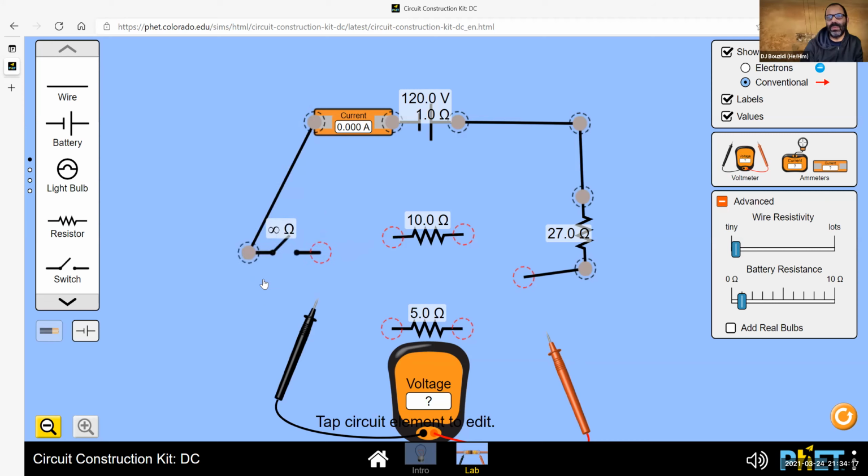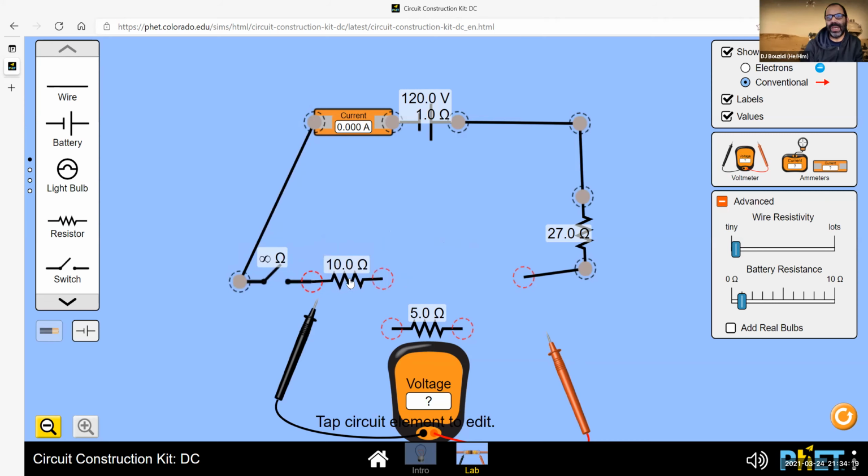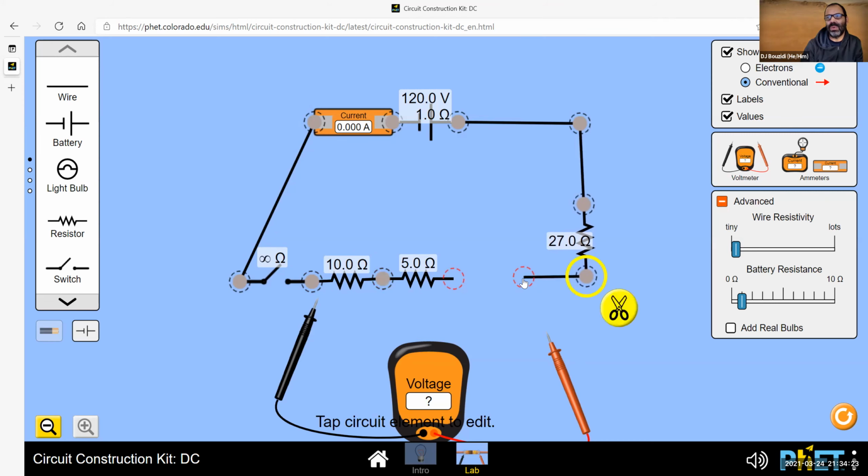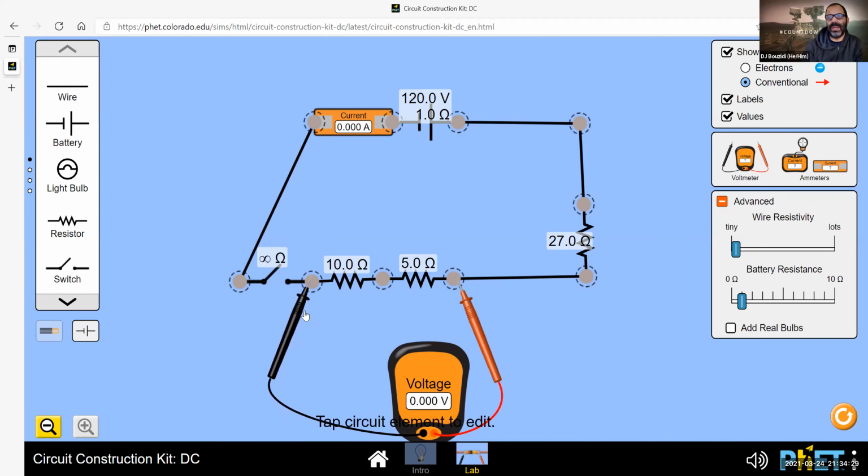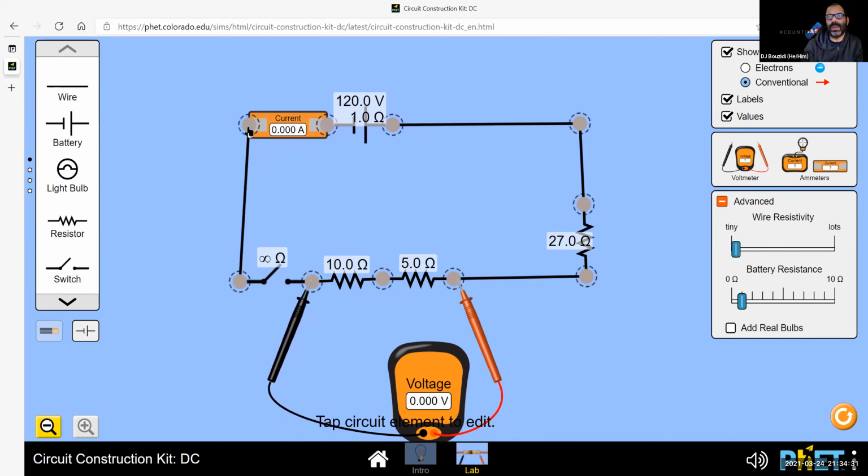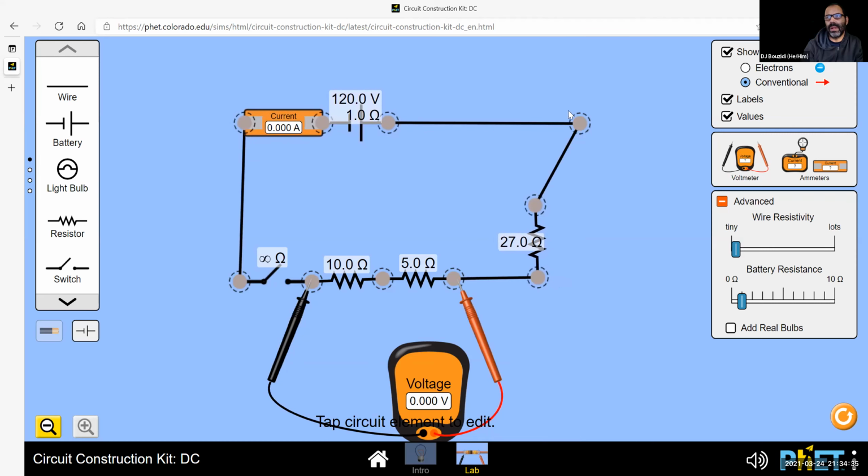Okay, so let's move this one out of the way. So we're going to connect this one, and we're going to connect this one to it, and they are in series. It doesn't matter which one goes first, okay? As long as I have them in series, you put them in here. Let's move this one to look symmetrical, more or less.